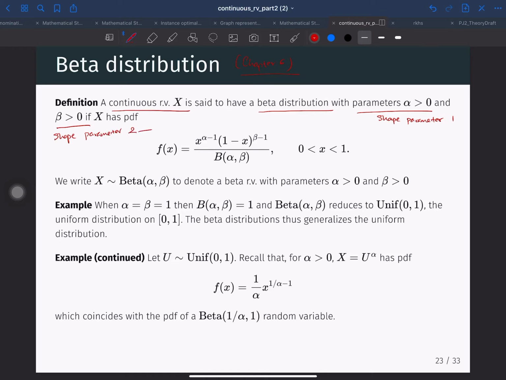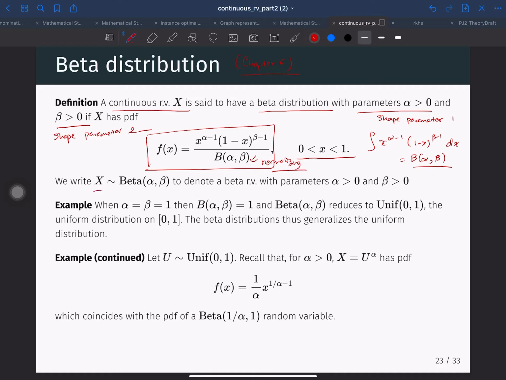If x has a PDF of this form, and this PDF is well defined for x inside the interval 0, 1. So this B(alpha, beta) here is nothing more than the normalizing factor, because as we recall, the integral of x^(alpha-1) (1-x)^(beta-1) dx is B(alpha, beta). So this is just the normalizing factor, normalizing so that the PDF integrates to 1.